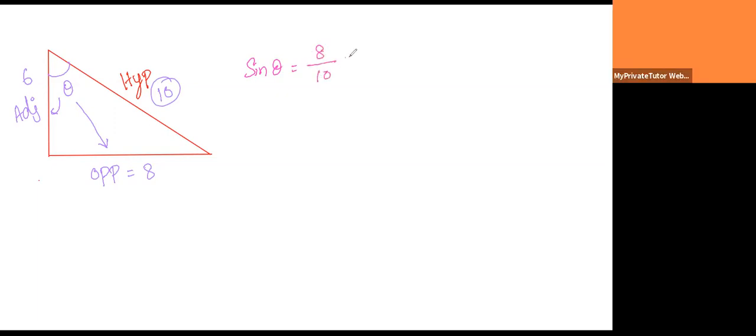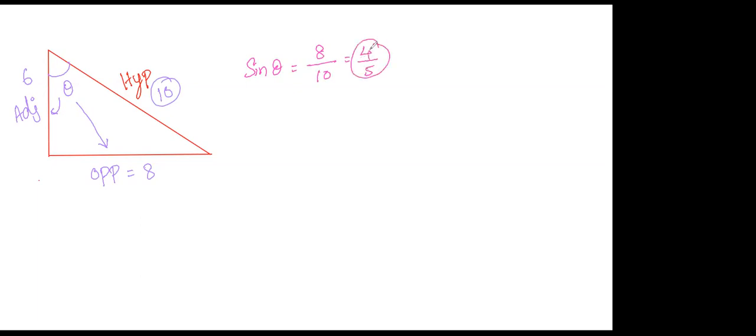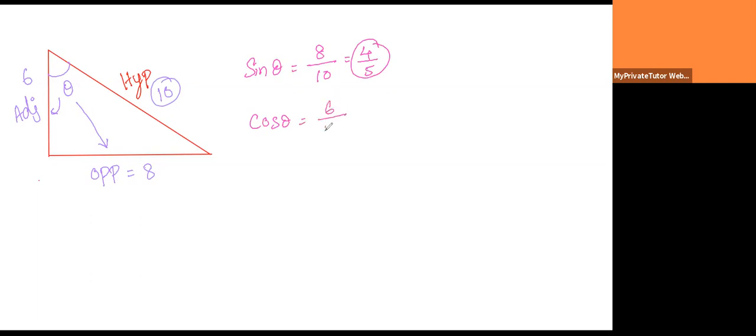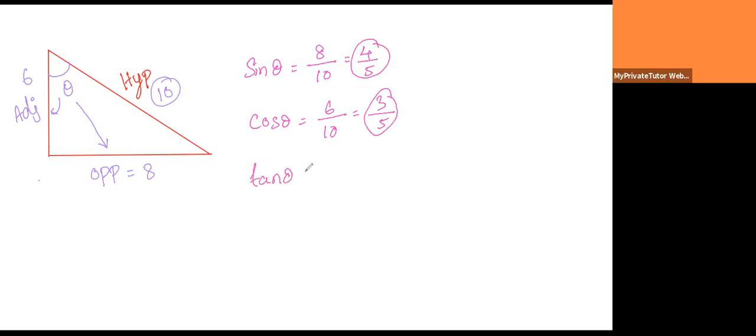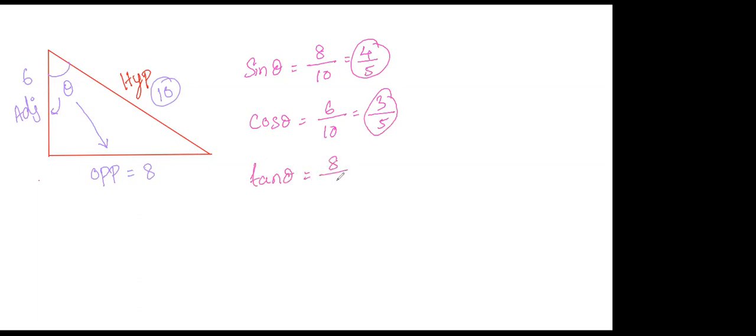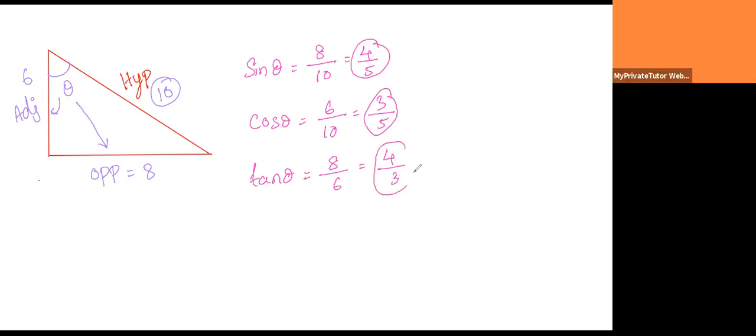But make sure, I think we need to simplify, right? Simplify. Yes. Okay, so similarly cos theta is 6 over 10, which is 3 by 5. And tan theta, I think you already know that. 8 over 6, excellent. So that will be 4 over 3. The remaining 3 can be found easily by flipping the fraction, by taking the reciprocal.